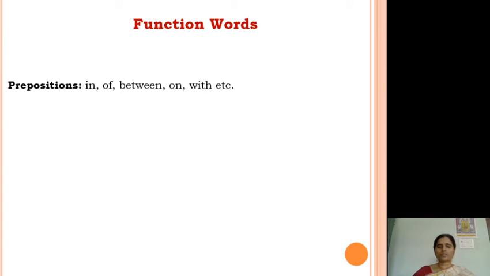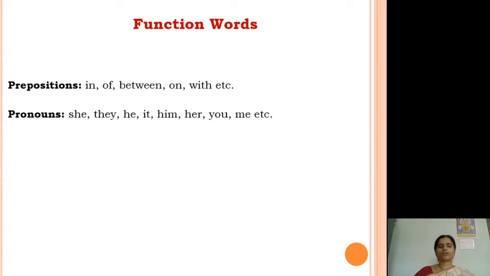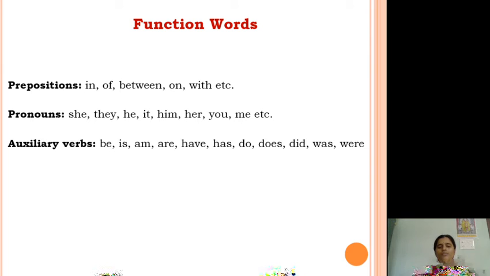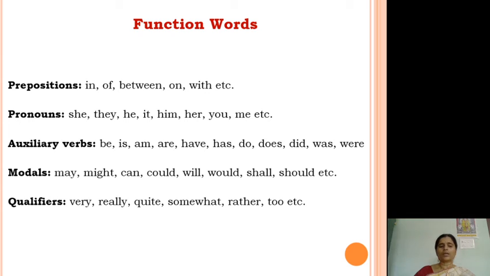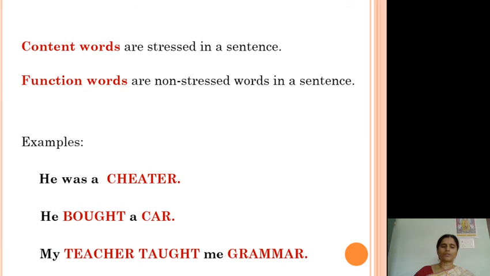Now we have prepositions, which show the relationship of time and space in a sentence, that is in, of, between, on, with, etc. A lot of prepositions are there, and all these prepositions also come under function words. Pronouns also come under function words, and auxiliary verbs, as I said before, like be forms, do forms, have forms. All these auxiliary verbs also come under function words. And modal verbs also come under function words. Qualifiers like very, really, quite, somewhat, rather, too, etc. Such words are used as qualifiers in a sentence, and these words also come under function words.